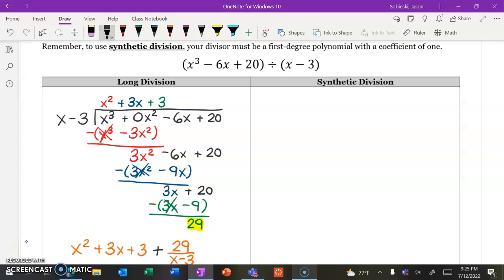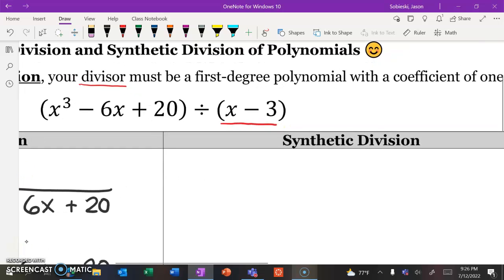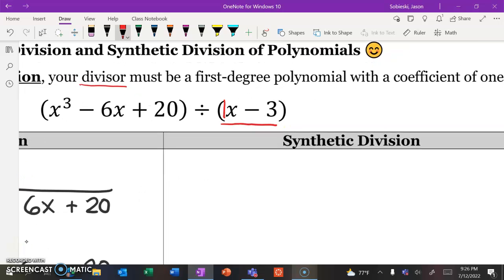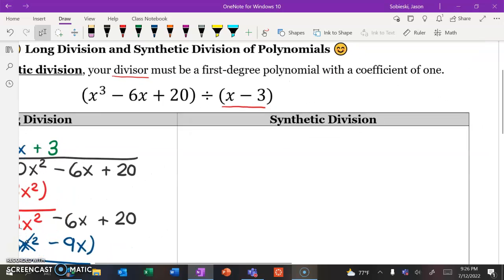Before we do this though, in order to use synthetic division, your divisor, which is what you're dividing by, so in this case x minus 3, you have to make sure that it is a first degree polynomial, meaning it is x to the first power, or any variable to the first power, and it also must have a coefficient of 1, meaning it has to be a 1x, not a 2x or 3x. So we have both of those qualifications here, so we can use synthetic division.